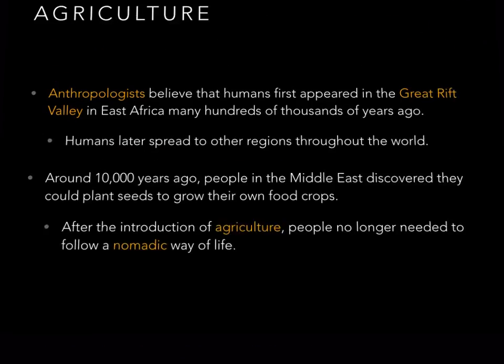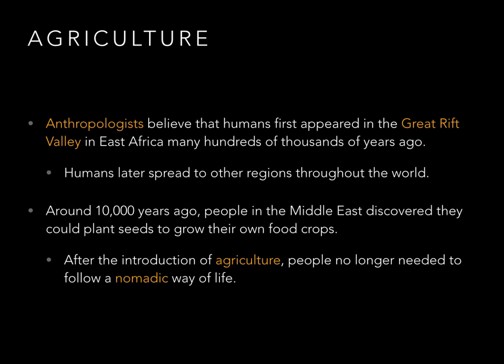Human settlement. Agriculture. Anthropologists believe that humans first appeared in the Great Rift Valley in East Africa hundreds of thousands of years ago. Humans later spread through migration to other regions throughout the world. About 10,000 years ago, people in the Middle East discovered that they could plant seeds to grow their own food crops. This was the discovery of agriculture.